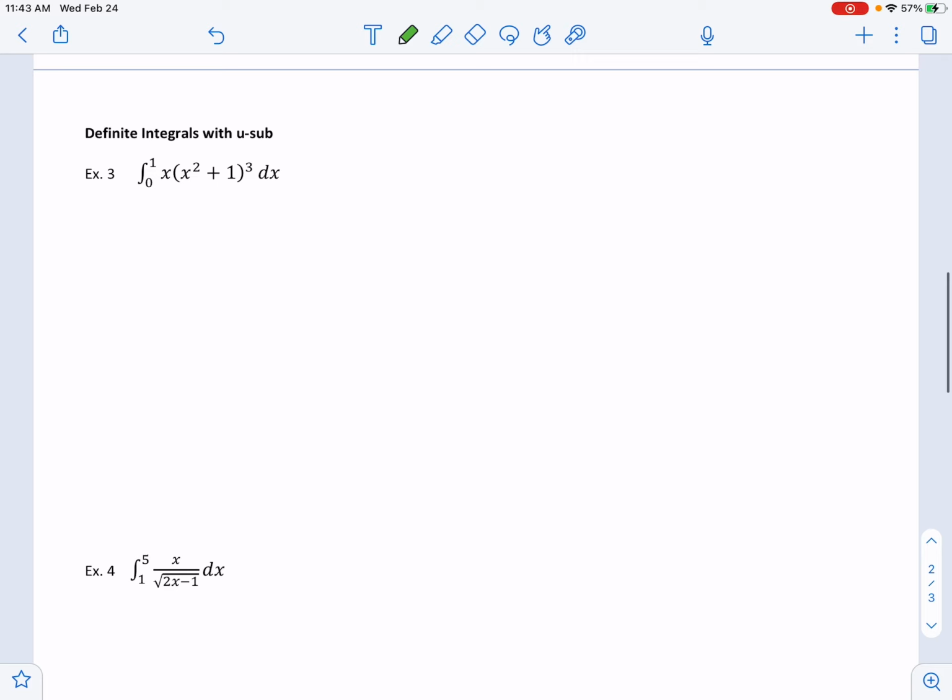Next, we're doing definite integrals with u sub. The problem is you need to worry about these bounds. Okay, the bounds are the issue. So I'm going to do the same thing. u is equal to x squared plus 1. du is equal to 2x dx. dx is equal to du over 2x.